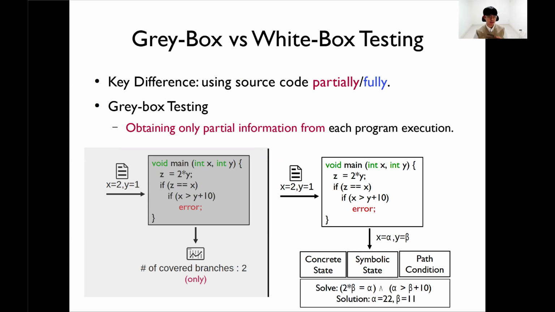For example, as you can see from the picture on the left, when executing the program with a given input, gray box testing only obtains the number of covered branches, and that's it. On the contrary, when executing the same program, white box testing such as symbolic execution, as you know, will update the concrete and symbolic state and path condition and generate the test case by resolving the path constraint. So in short, gray box testing uses only partial information from the test execution. But it is faster than white box testing.